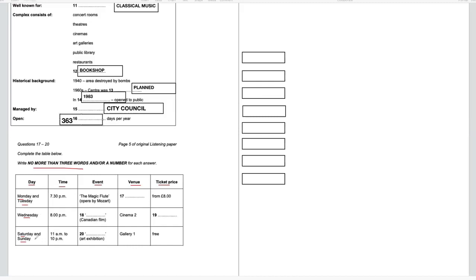So make sure you know where these days of the week are located. Times are also important here. Okay, when we hear these numbers, we can immediately go to this row. And we have a ticket price. £8 is the only ticket price here with number. This one is free. Then we have a Canadian film, art exhibition, The Magic Flute by Mozart, Cinema 2, Gallery 1, and free.